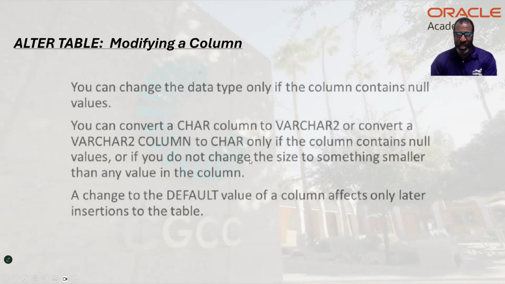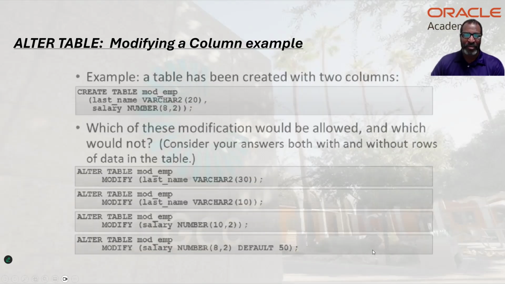You can change the data type only if the column contains null. So if there's data in there, you can't change the data type. So you can convert a char column to varchar2 or convert a varchar2 column to char only if the column contains null values or if you do not change the size to something smaller. So basically, once again, it is a slave to the amount of data that's in that column. The change to the default value of a column affects only later insertions, so you won't impact the data that's already in there. That should make sense.